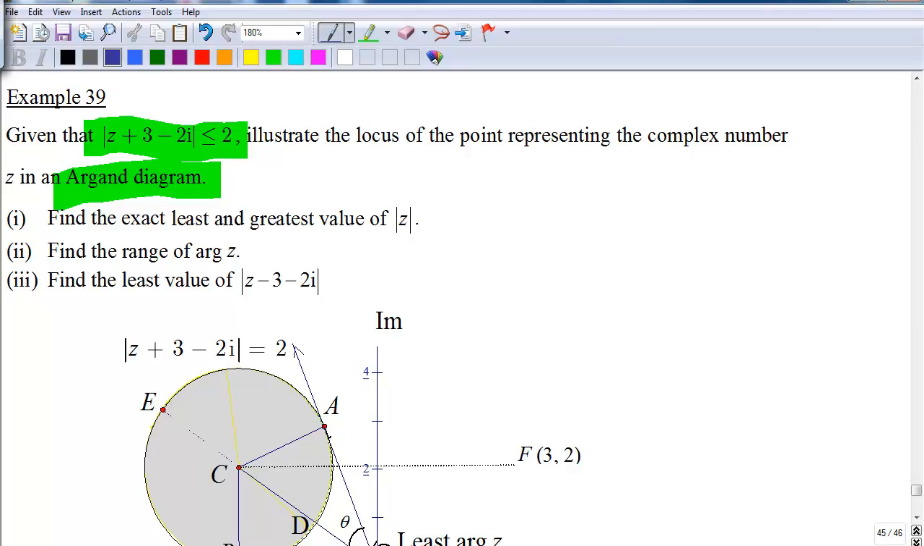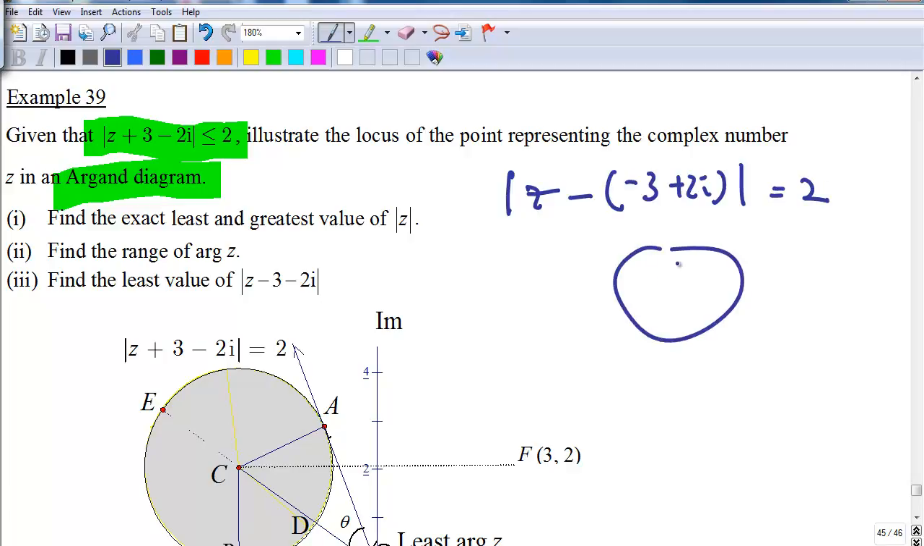Alright, I can first of all look at this. I can look at modulus z minus minus 3 plus 2i equals to 2. I can first look at this, and this is the locus of a circle. The center is at minus 3, 2, and it has a radius of 2 units.